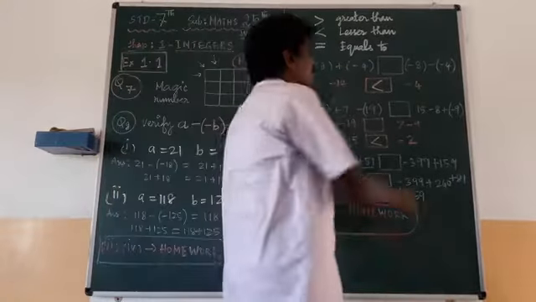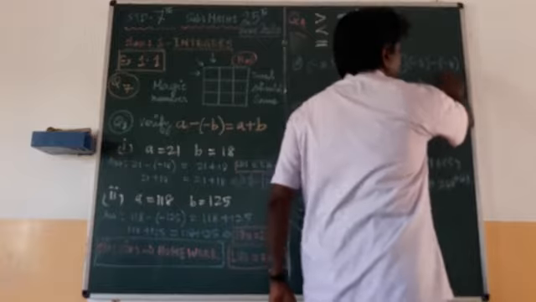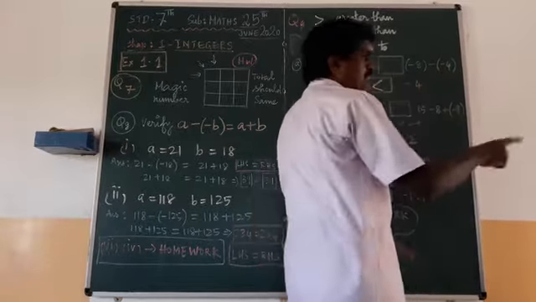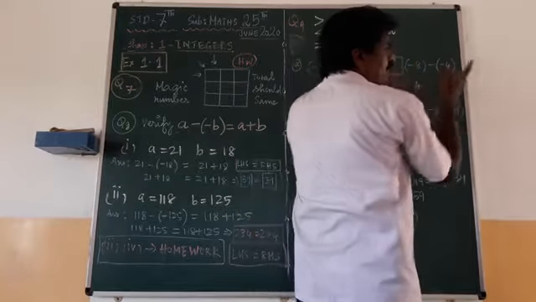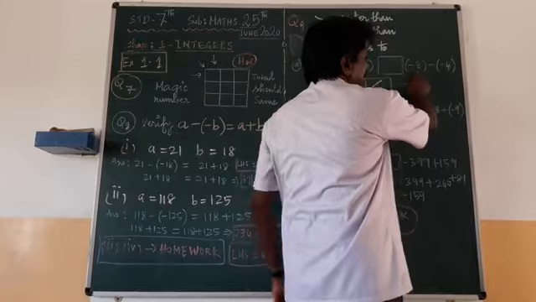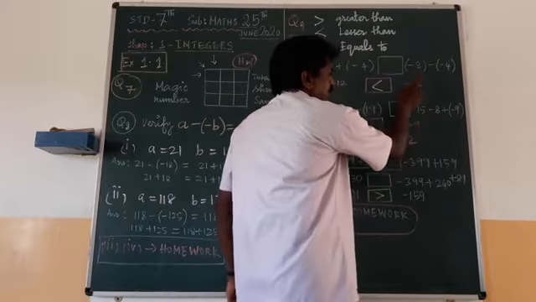Then that side, minus 8 minus of minus, it is bracket, so you have to multiply. Minus of minus is plus. Minus 8 plus 4, difference you have to find. 8 minus 4 is 4. 8 is having minus sign, so greater number sign we have to write it.